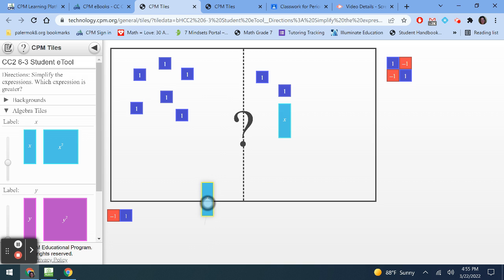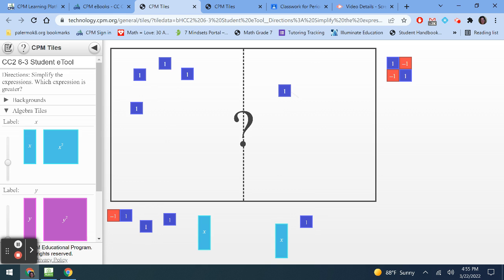So I can remove this X from mat A as long as I remove that X from mat B. This one, that one, this one, that one. And now we're left with mat A having 4 and mat B having 0. So which one's greater? Hopefully you said that mat A is greater in this one.